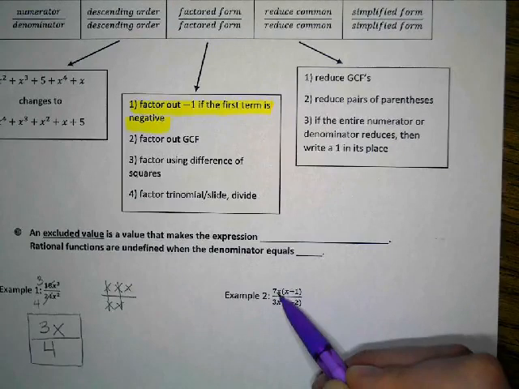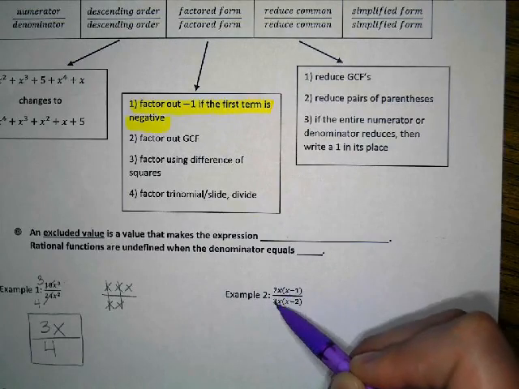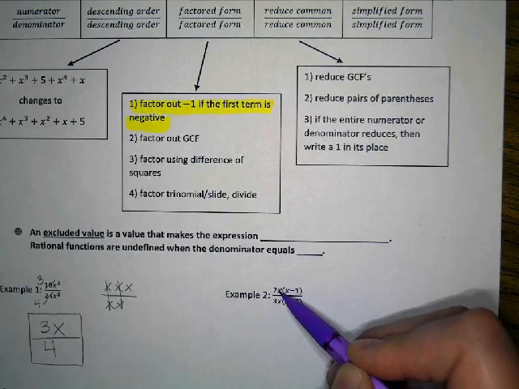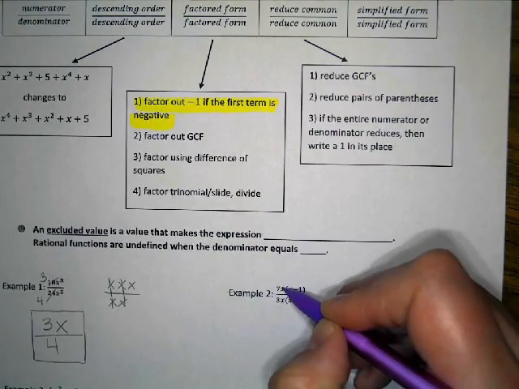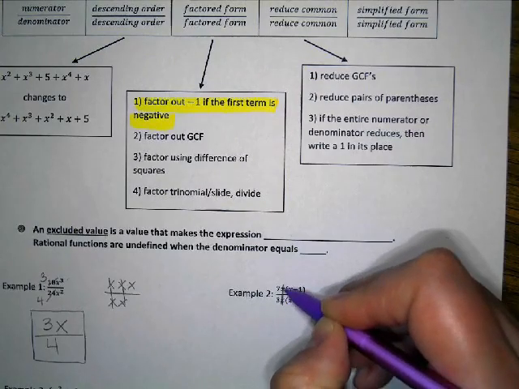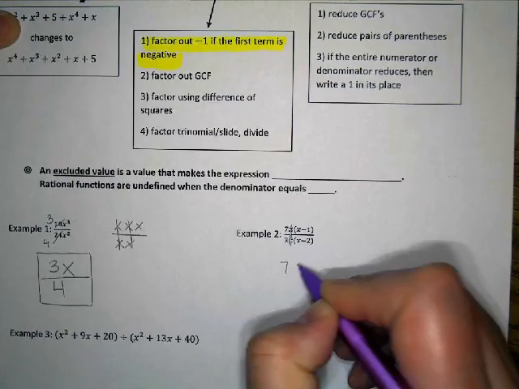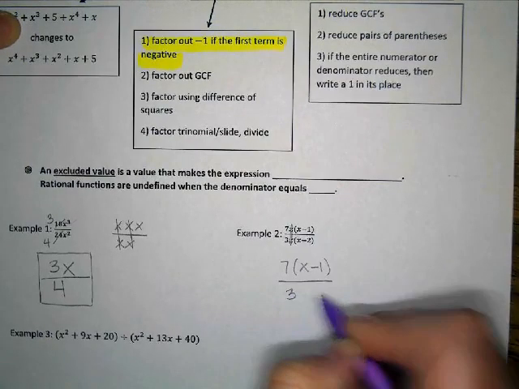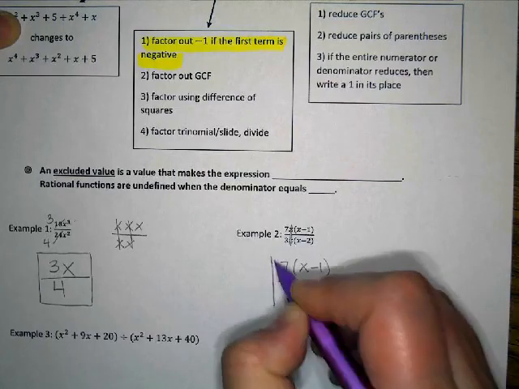So I'm going to look at my GCFs. My GCF of 7 and my GCF of 3, those can't be reduced at all, so I can't do anything with those. But I have a GCF of x on the top and a GCF of x on the bottom, and I can cancel those GCFs. So x and x can cancel, and that leaves me with a 7 on the top and an x minus 1 on the top, it leaves me with a 3 on the bottom and an x minus 2 on the bottom. And that's my final answer.